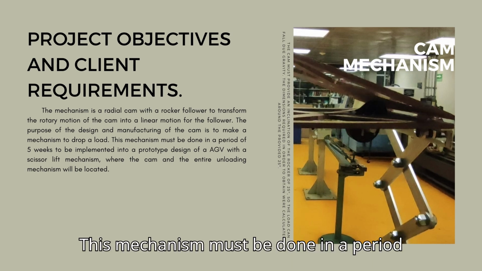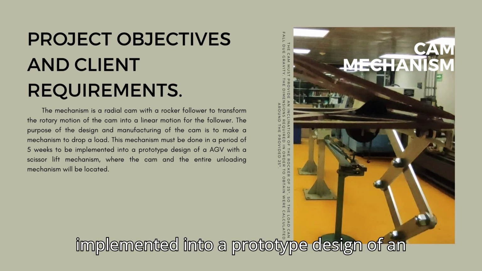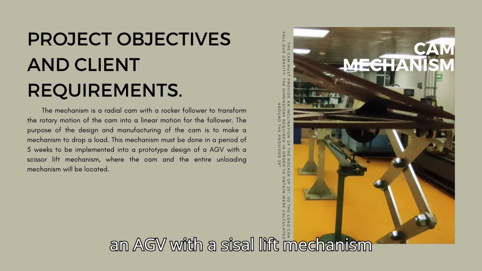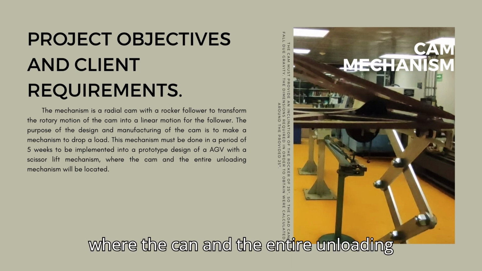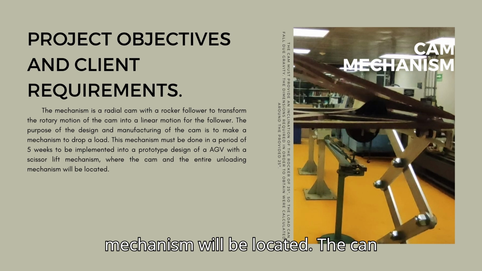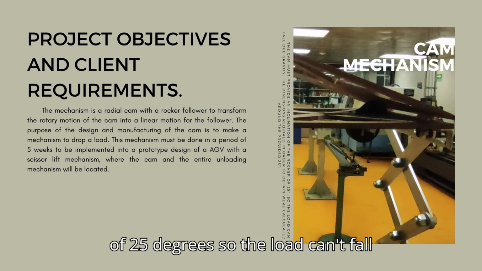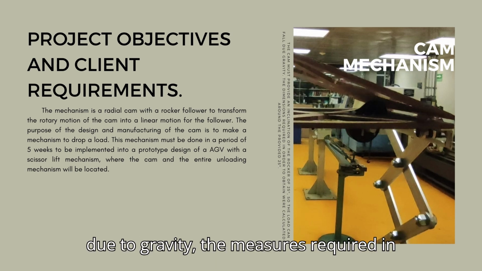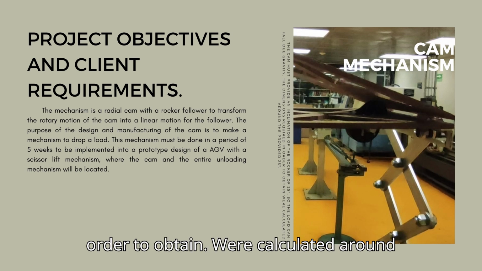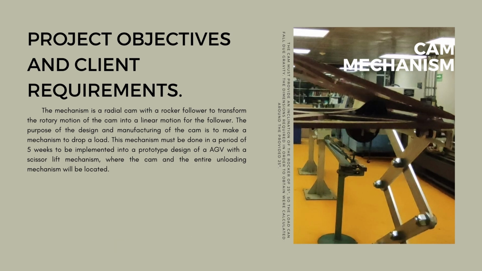This mechanism must be done in a period of 5 weeks to be implemented into a prototype design of an AGV with a scissor lift mechanism, where the cam and the entire unloading mechanism will be located. The cam must provide an inclination of the rocker of 25 degrees, so the load can fall due to gravity. The measures required were calculated around the provided 25 degrees.